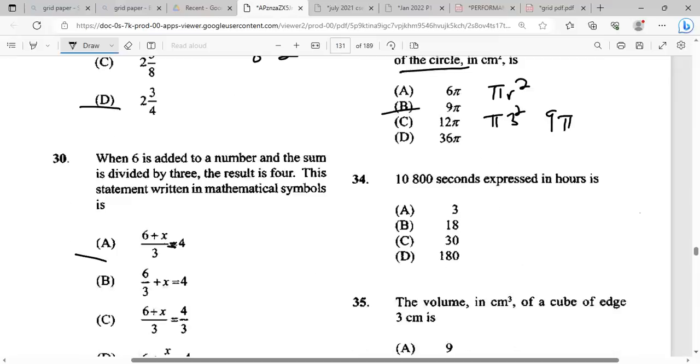10,800 seconds expressed in hours is, so first of all, we have to divide by 60 first. Because it's seconds, to convert it to minutes, we have to divide by 60. Then 6 into 18 is 3, 6 into 1 one time, and so on.